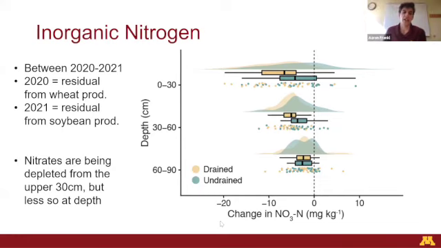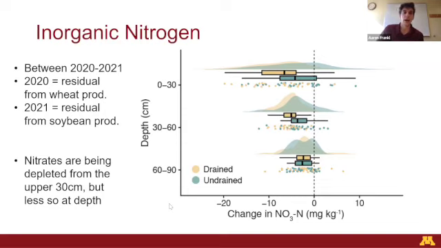Yeah, so this is taking a look at kind of nitrate between the years 2020 and 2021. So we sampled these in the spring prior to planting. And so this graph is a little bit strange, so I'll explain it here. And so this is the change in nitrogen between the 2 years, inorganic nitrogen, excuse me. And so in 2020, that's the residual from wheat production. And 2021, that's the residual from soybean production. So we have lower, to the left-hand side of that horizontal line, we have lower inorganic nitrogen following soybean production than wheat production, which makes sense because we didn't apply any nitrogen prior to or during that soybean season.